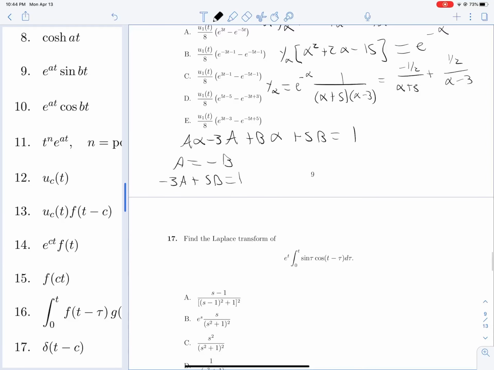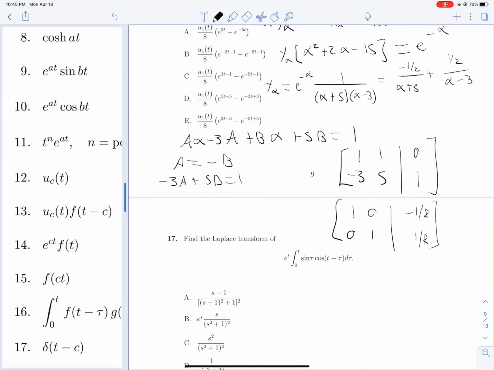and negative 3a plus 5b is equal to 1. So from here, now that we have equations for a and b, we can set up a matrix: 1, 1, 0, negative 3, 5, 1, and solve for a and b. I'll just make a copy over here. Let's add 3 times row 1 to row 2. That will give us 0, 8, and nothing else.